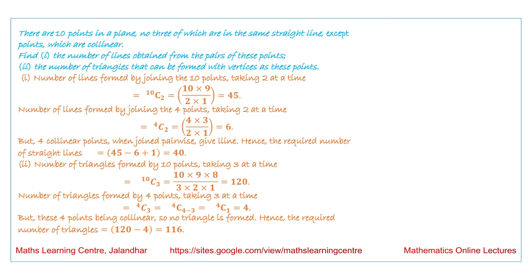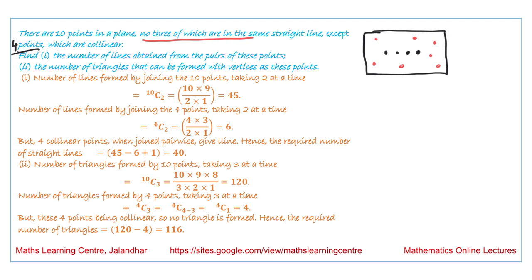Next we have: there are 10 points in a plane, and no 3 of which are in the same straight line except 4 points, that is, 4 points which are collinear. So we have 1, 2, 3, 4 points which are collinear. Except for these, no other 3 points are in the same straight line. So we have to find the number of lines obtained from the pairs of these points.